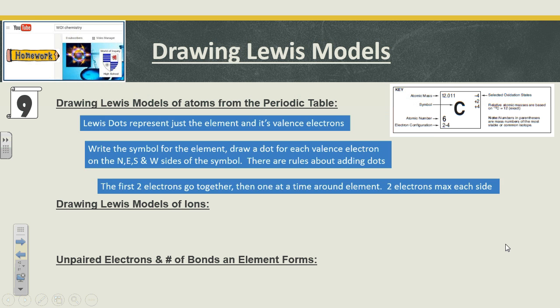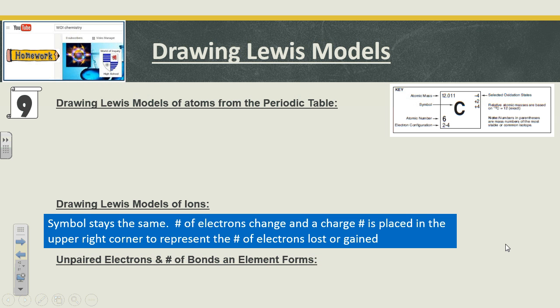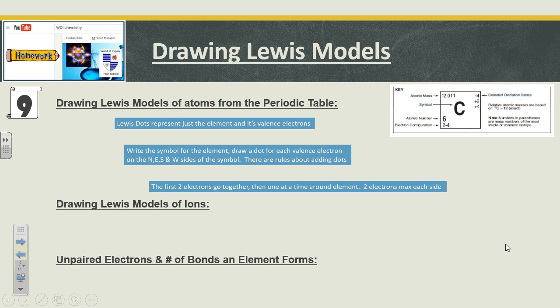There's only 2 electrons maximum on each side, north, east, south, and west. Okay, drawing Lewis dot models of ions. The symbol of course stays the same, but my number of valence electrons changes based on whether I lost or gained an electron, and then I have to put the charge in the upper right hand corner, which you did see me do with the Bohr diagrams also, so that I know that it's not normal, that protons and electrons are not the same.